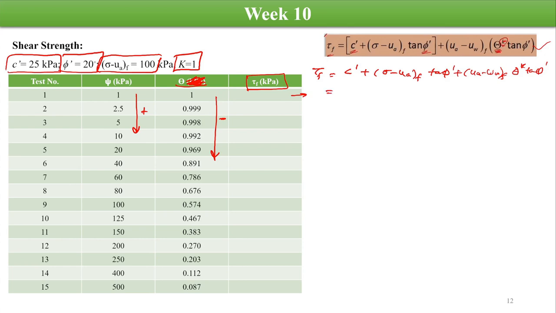Then we'll get C dash value is 25, which is fixed, plus sigma minus UA is nothing but 100, tan phi dash is 20 degrees, plus UA minus UW. For the first one, UA minus UW, matrix suction, is 1, into theta to the power k, theta is given as 1 to the power 1.